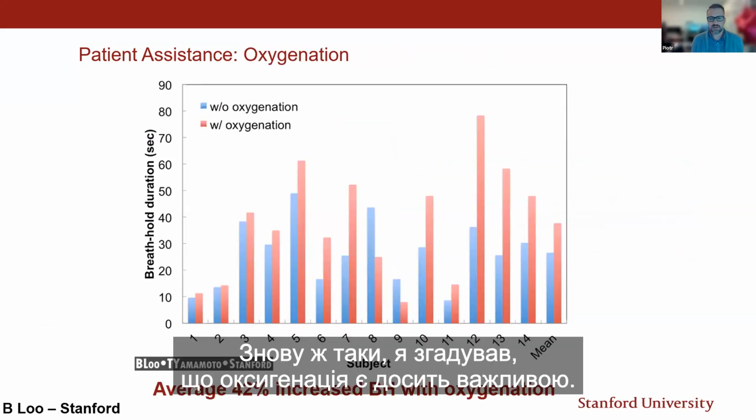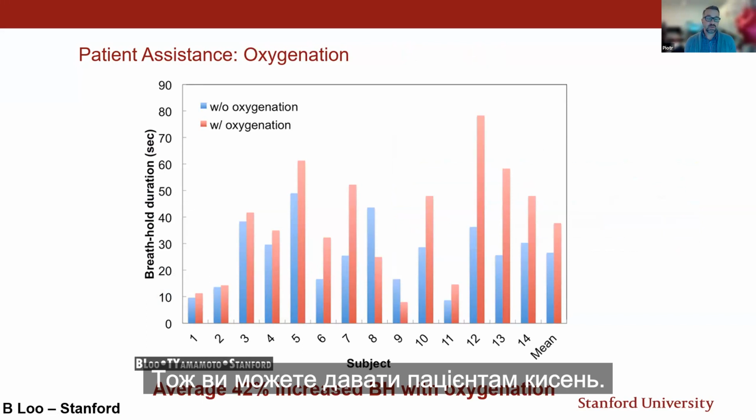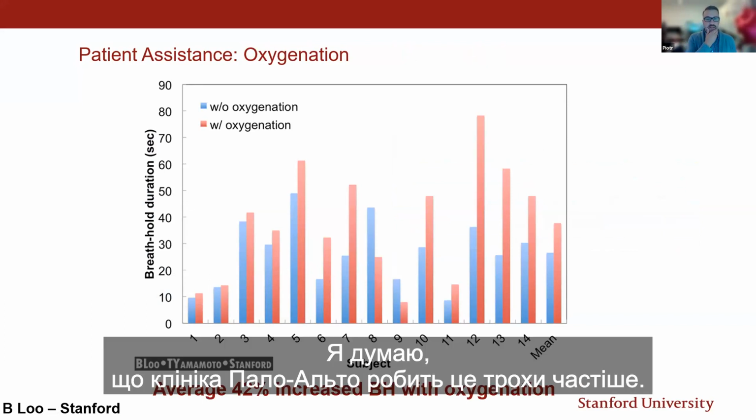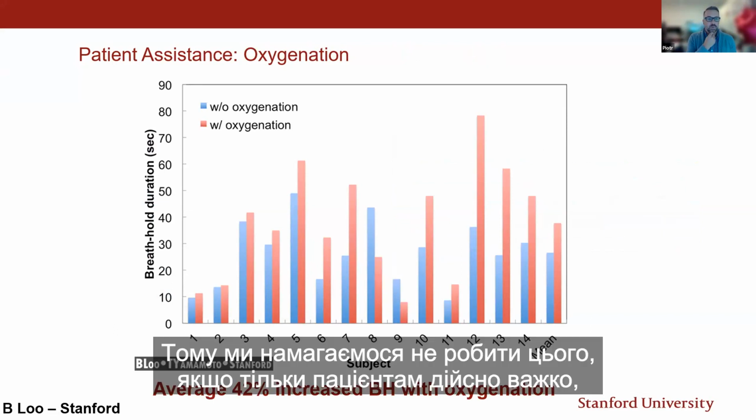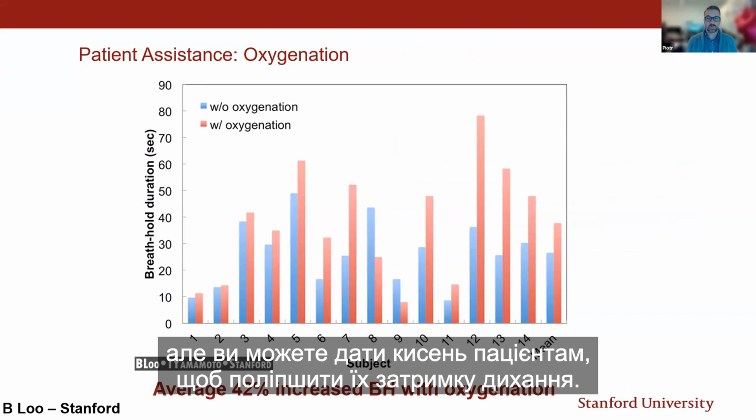Again, I mentioned oxygenation is quite important, so you can give patients oxygen. We don't tend to do it that often. I think Palo Alto Clinic does a little bit more. And so we tend to not do that unless the patients are really struggling. But you can give oxygen to patients to improve their breath hold.